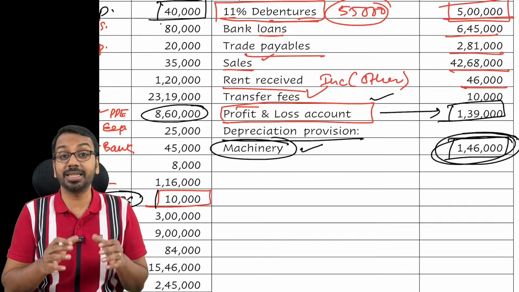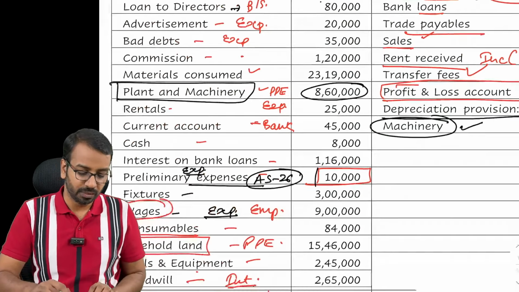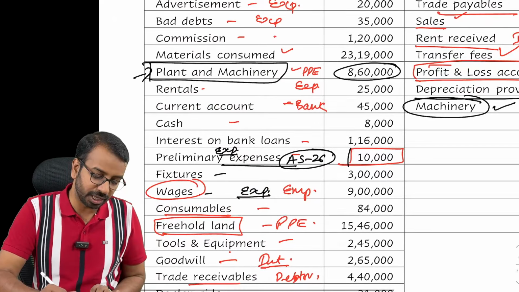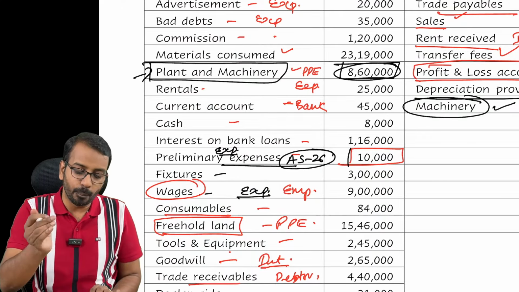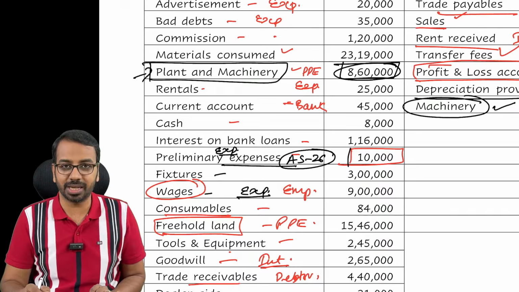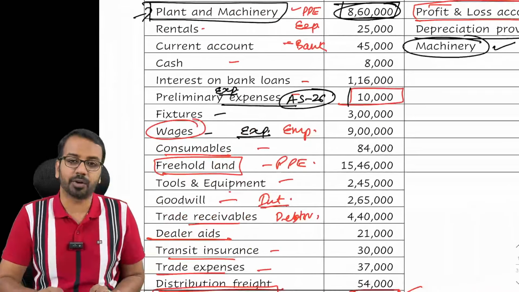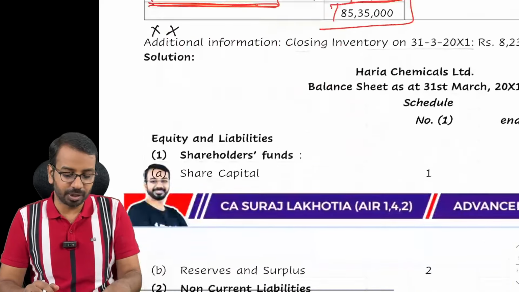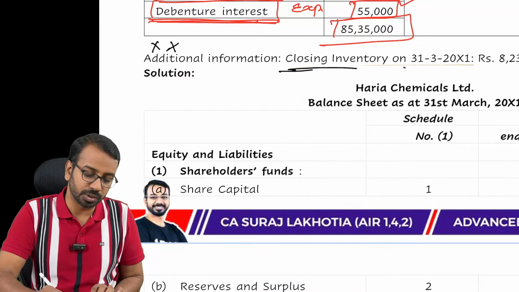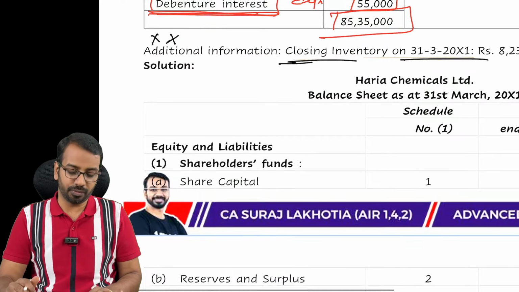Now, when we present this in the balance sheet, what will we do? We will take the plant and machinery 8,60,000 minus provision for depreciation, that is 1,46,000. Now, coming to the adjustment, they have only one adjustment. Closing inventory is what they have given. That is what we will consider.